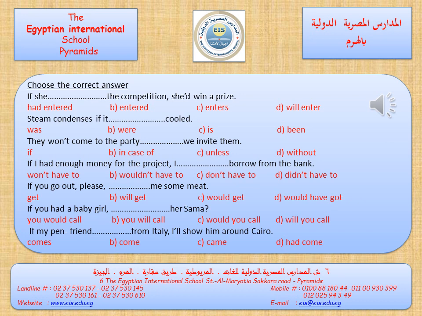Number 7, if my pen friend blank from Italy, I will show him around Cairo. Comes, come, came, had come. The answer would be comes. Why? Because in the second part we have will plus infinitive. So that's the first conditional sentence, and the usage here is a likely situation, a situation that might happen in the future. So we should use comes.